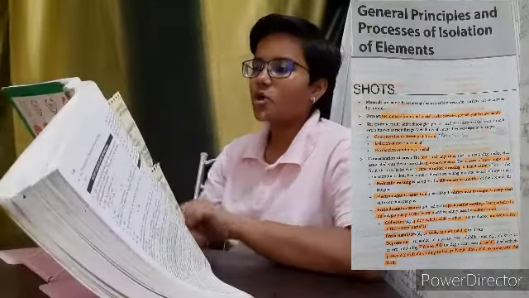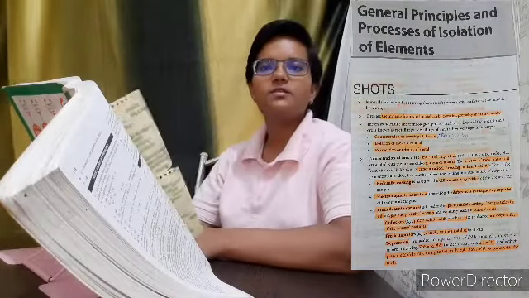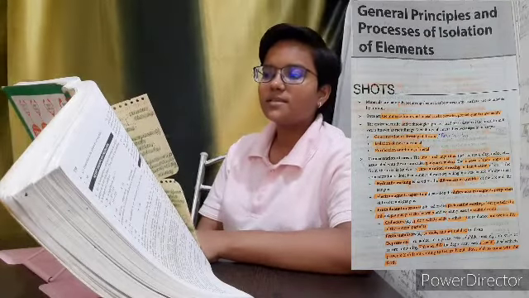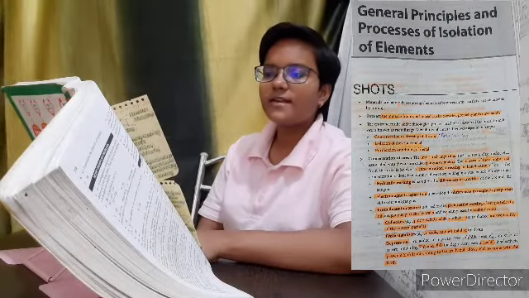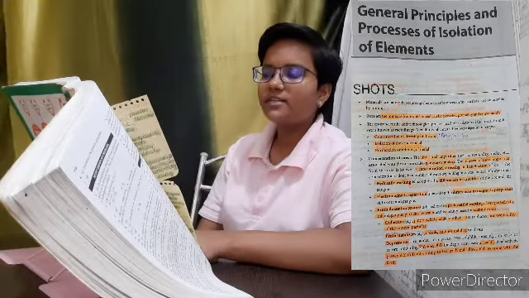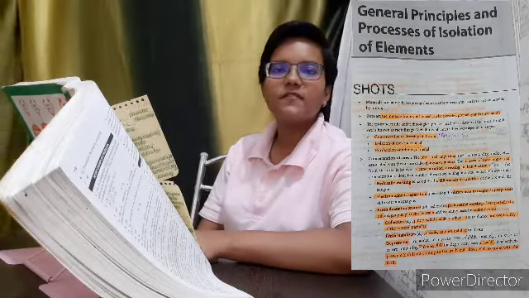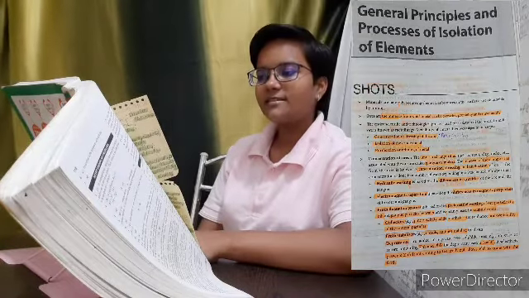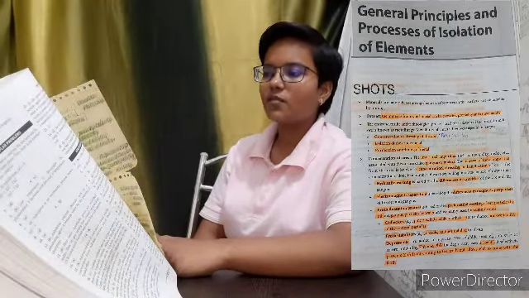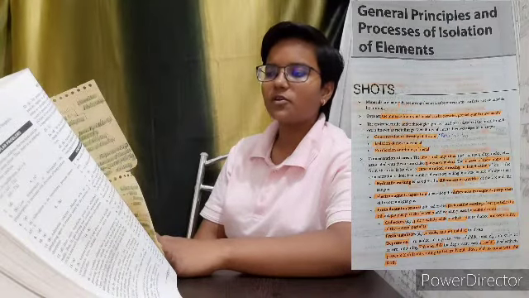General principle and process of isolation of elements. Minerals are naturally occurring chemical substances in the earth's crust obtained by mining. Ores are the minerals from which metals can be extracted profitably and conventionally. The entire scientific and technological process used for isolation of the metal from its ore is known as metallurgy.